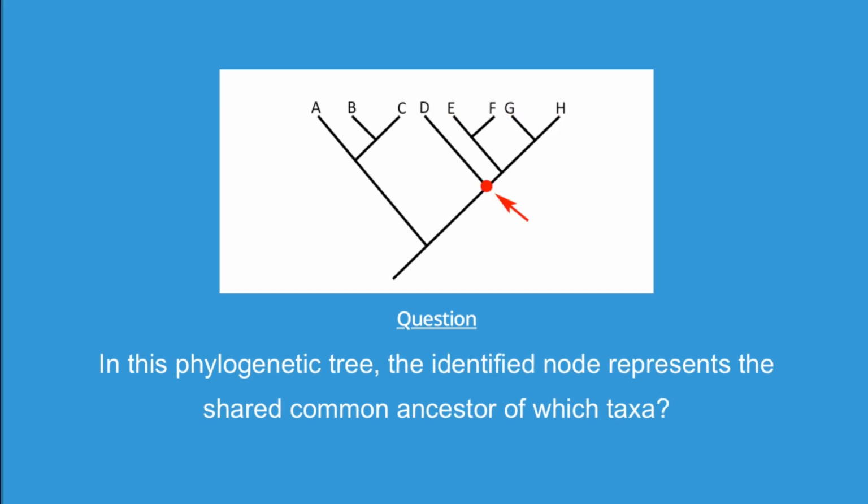And the last question, in this phylogenetic tree, the identified node represents the shared common ancestor of which taxa? Take a look. This is going to be taxa D, E, F, G, and H. And we also circle them as one clade. Again, we call this a clade because we took a common ancestor and circled all its descendants. So this is going to be a clade. And if, for example, we take this node, in this case, this node would represent the shared common ancestor of all taxa that we see here.